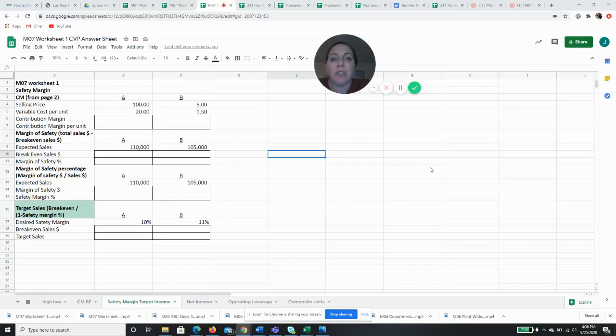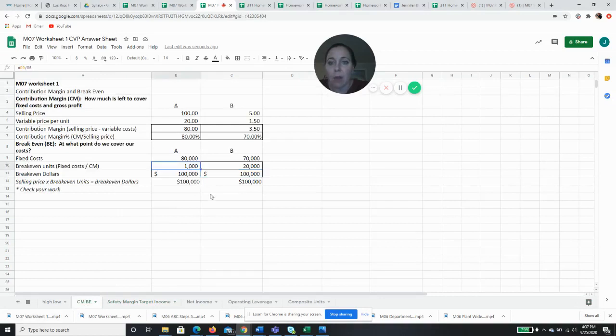Okay, we've learned to calculate break even and safety margin, and contribution margin. So that's super cool. Now we're going to use it to look at our safety margins and our target income. Remember, this is our buffer. On our last page, our break even on product A was 1,000 units.